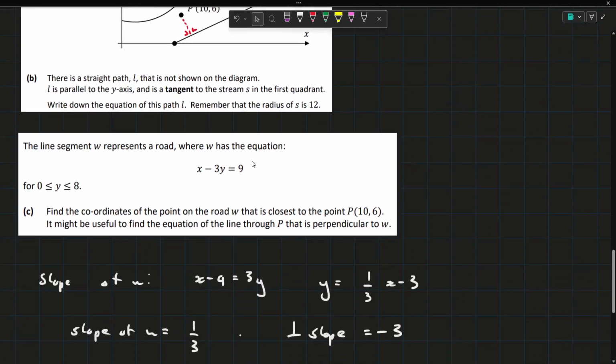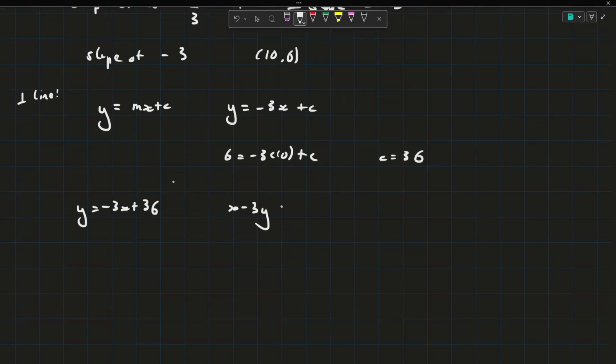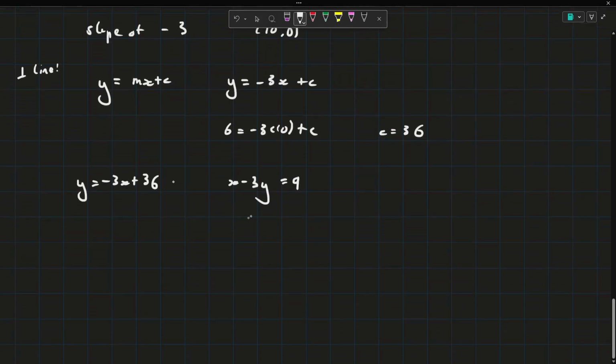And then we want to find where it intersects this equation, x minus 3y equals 9. We need to solve these simultaneous equations. So we know y is equal to this stuff, so we can just sub it in here. So x minus 3 times (minus 3x plus 36) is equal to 9.